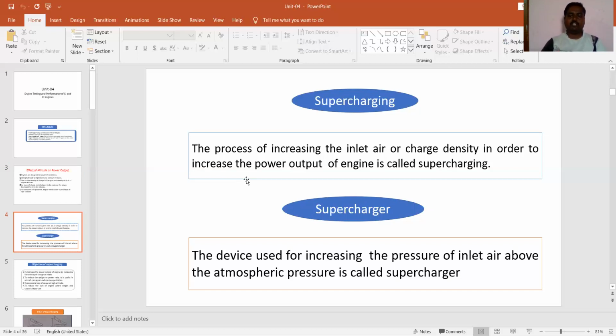Next one is supercharger. A supercharger is the device which is used for increasing the pressure of the inlet air above the atmospheric pressure. Means the supercharging process, that is increasing the pressure above the atmospheric pressure, is carried out by a separate device. This device is nothing but the supercharger. Generally in a supercharger the pressure is increased above the atmospheric pressure.